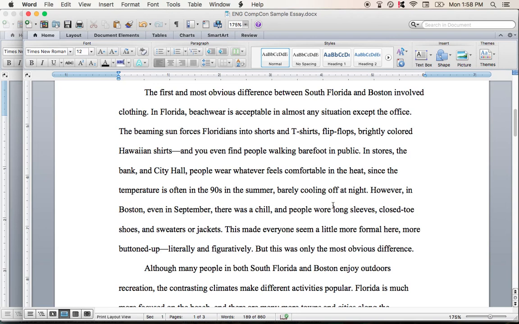All right, so those are two examples from a model essay. I hope that helps you as you work on drafting your own body paragraphs for your own compare and contrast essay.